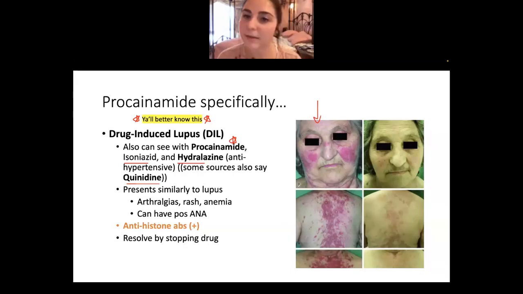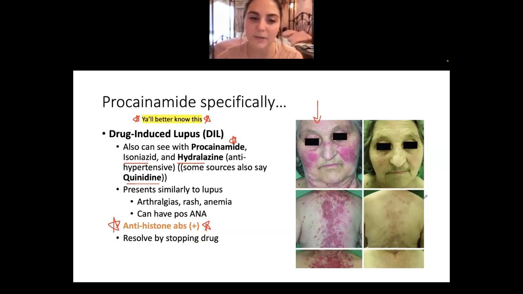But let's say you think that this patient has lupus, so you run the specific lupus antibodies. So anti-Smith, anti-double-stranded DNA, anti-whatever, those other more specific ones. Those are all going to be negative. What's going to be positive is antihistone antibodies. And this is drug-induced lupus. If you have antihistone antibodies that are positive, that's your drug-induced lupus.